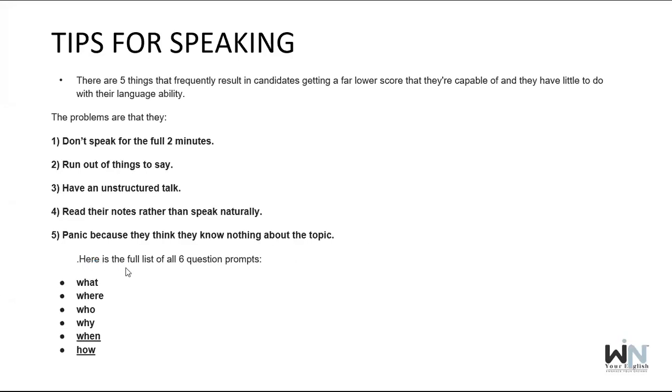So here is the full list of six questions. You need to use the WH family: what, where, who, why, when, and how. These are the six questions. With the help of these questions, you can create content. That means if the examiner asks you to describe your city, you can say where your city is located, why, when, how, and what. If an examiner asks you about any topic, you can describe things using these six questions. We discuss these kinds of questions in our classes.